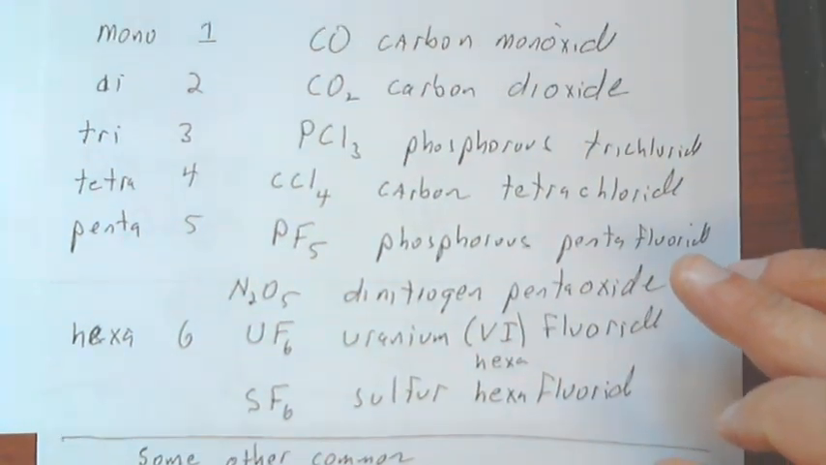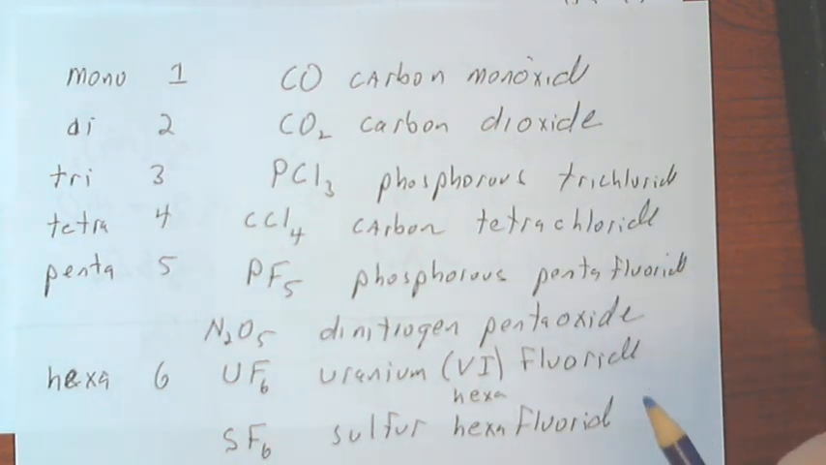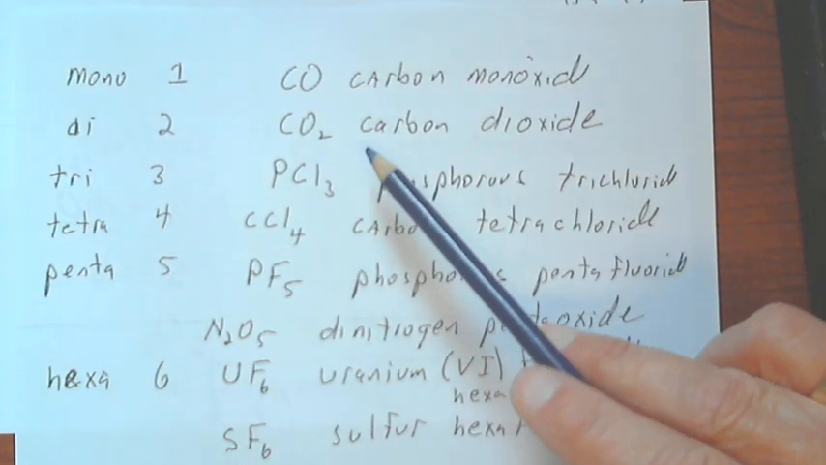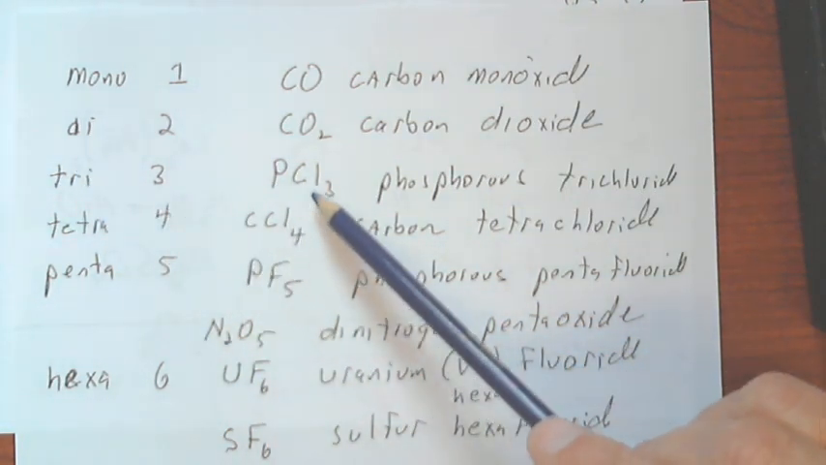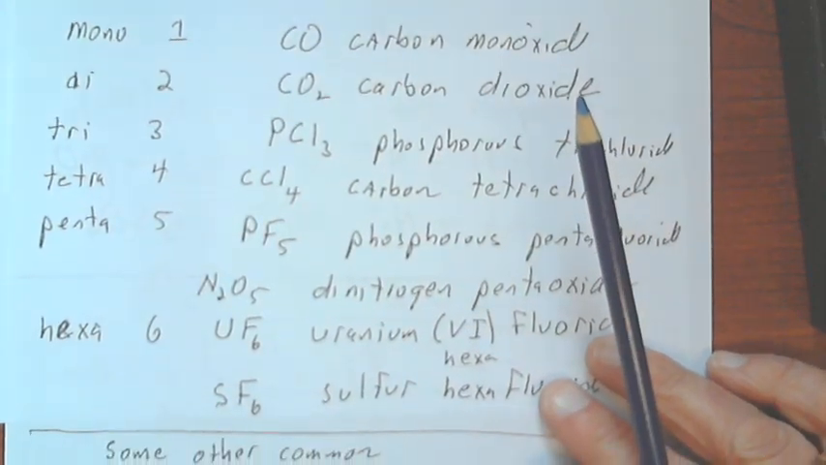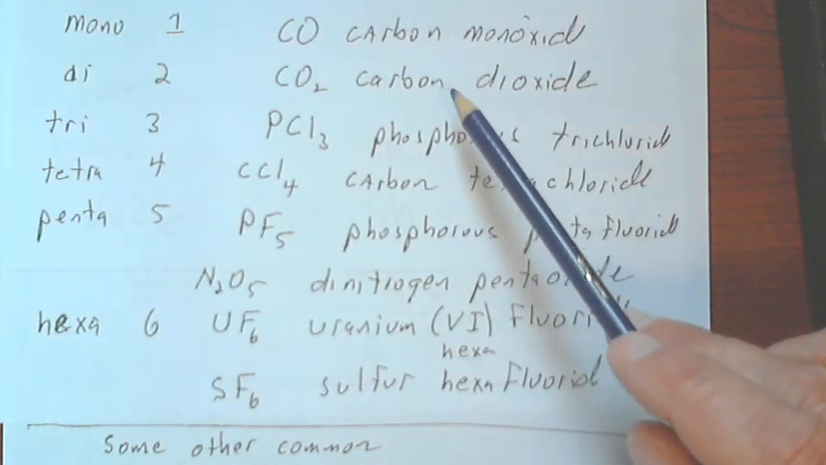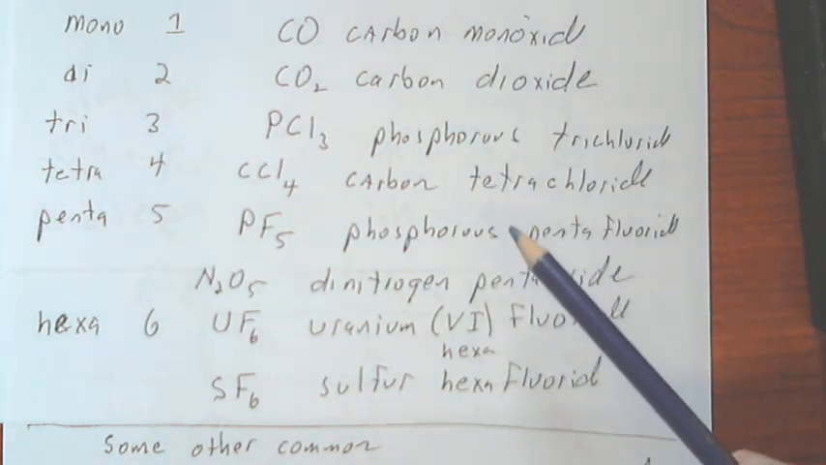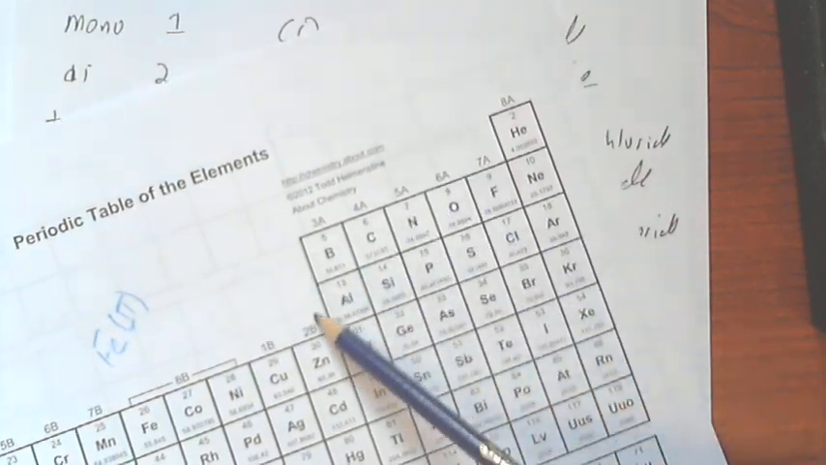Okay, so some organic stuff. Remember, mono is 1, carbon monoxide; di is 2, carbon dioxide, so it refers to 2. Tri is 3, like PCl3, phosphorus trichloride. Tetra is 4, carbon tetrachloride, right? You notice that these are all non-metals, right? They're all from this part up here on the periodic table.